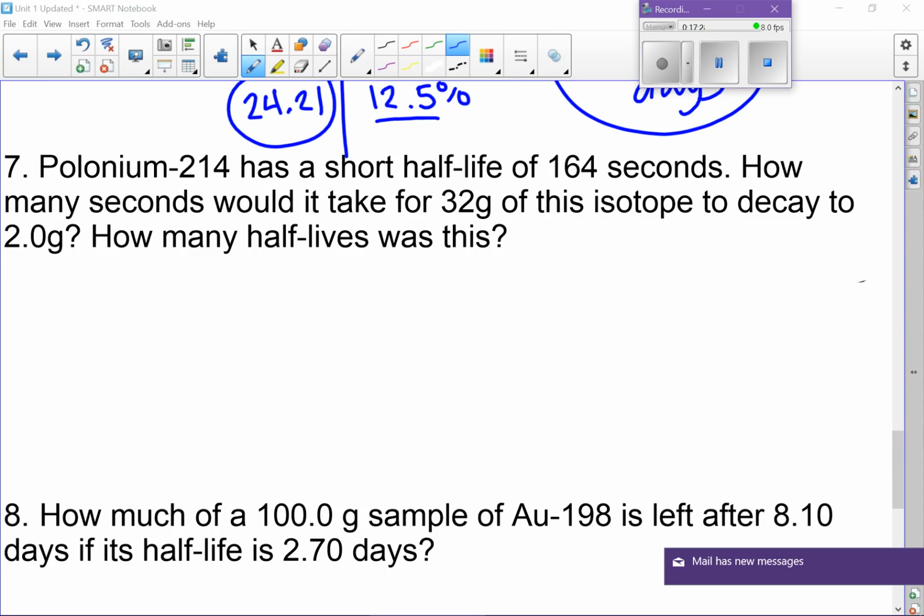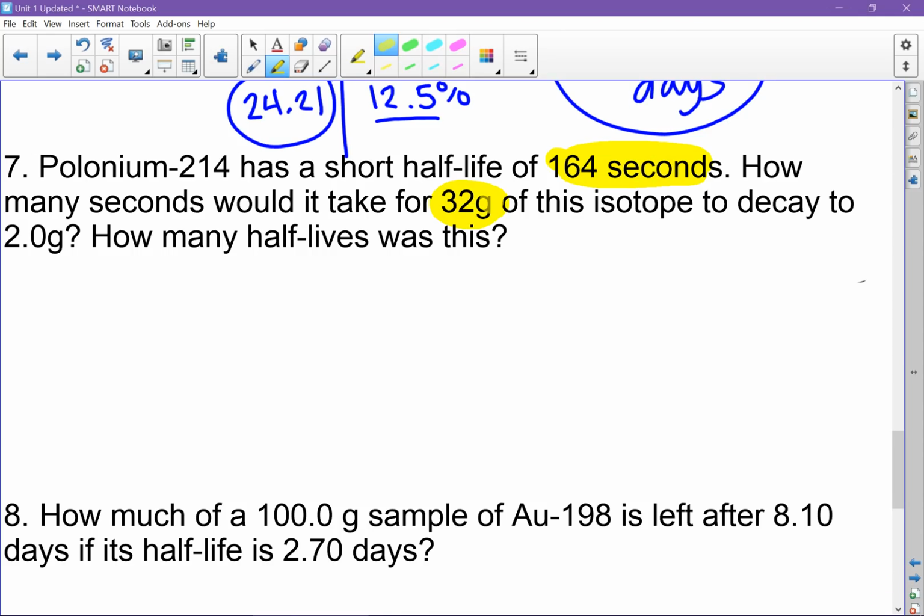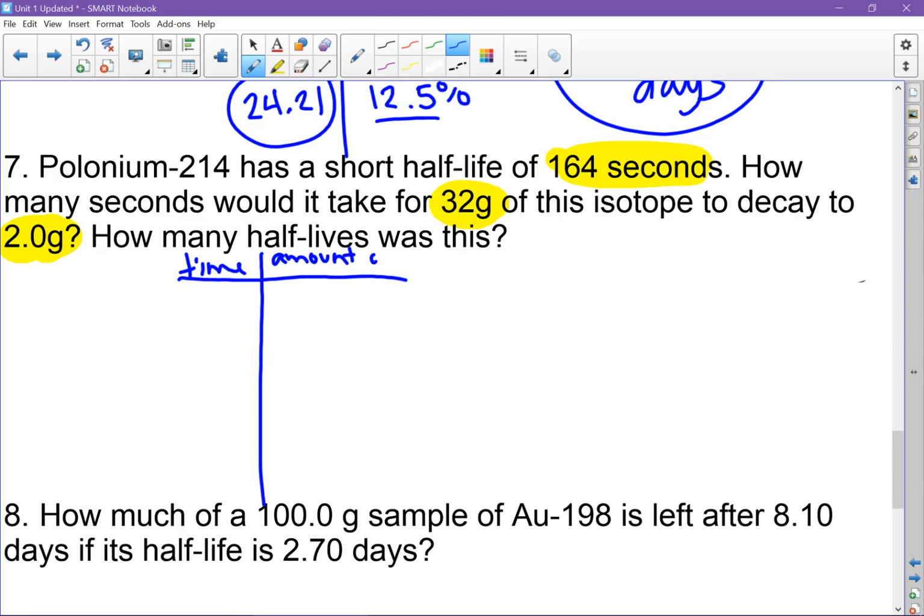Okay, so in this next question, let's find the numbers that we need. So here's a time number, here's an amount of the substance, here's another amount of the substance. So now we can set up our T-chart. So we want the time and the amount of the substance.